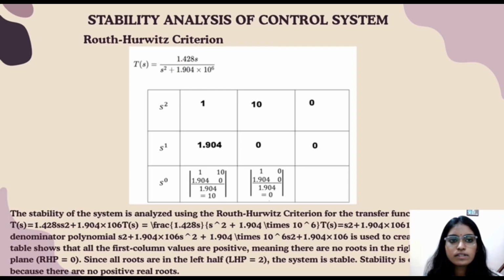Now we're going to see about the stability analysis of the control system. The table shows that all the first column values are positive, meaning there are no roots in the right half of the S plane. Since all roots are in the left half plane, the system is stable. Stability is confirmed and there are no positive real roots.